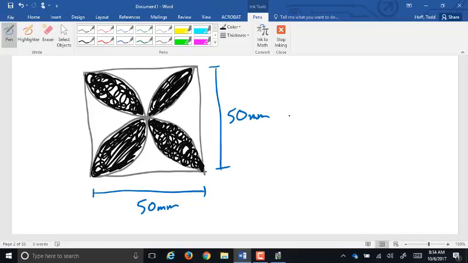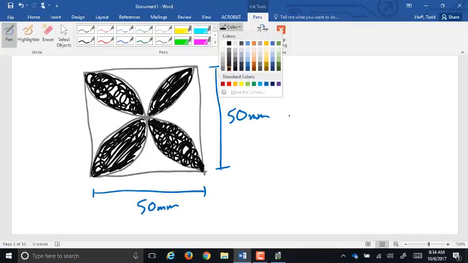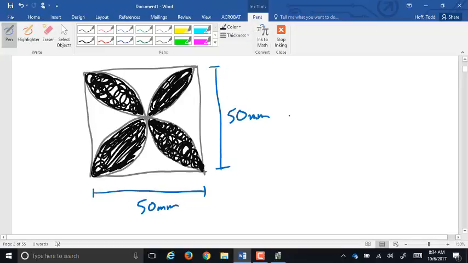Everybody got drawn out? Okay, perfect. As long as you get the picture. My artistic skills aren't real great either. Those should all four be the same.